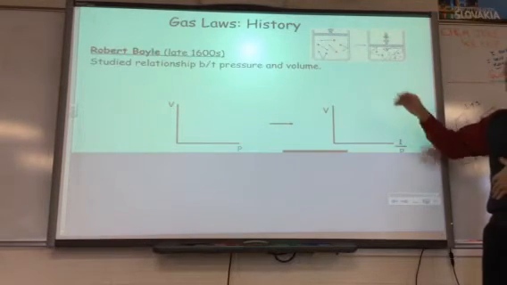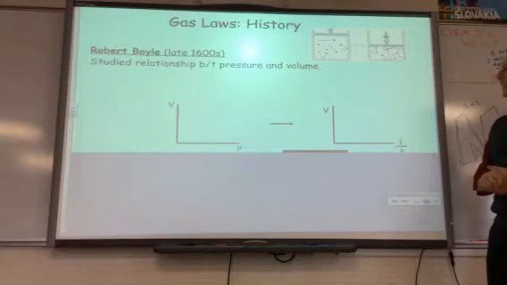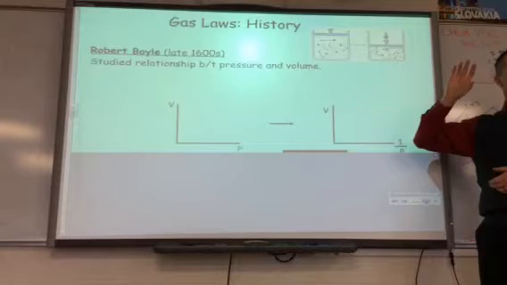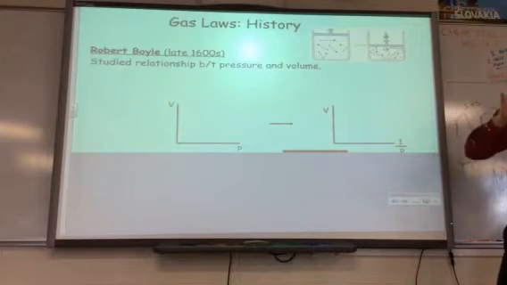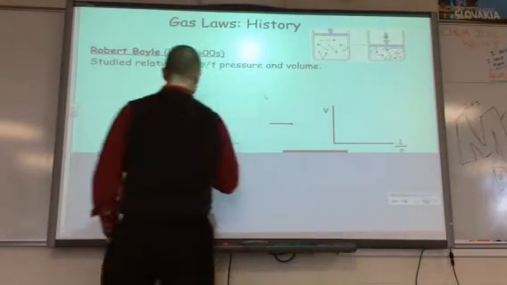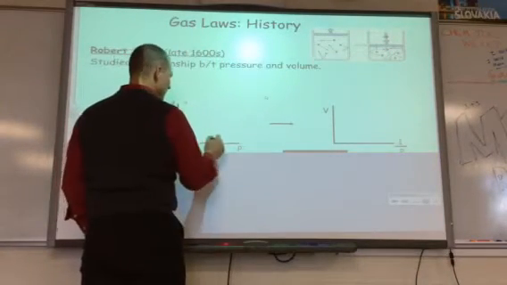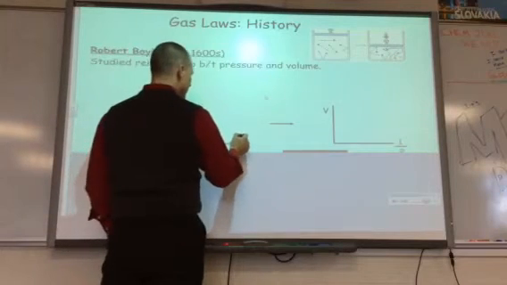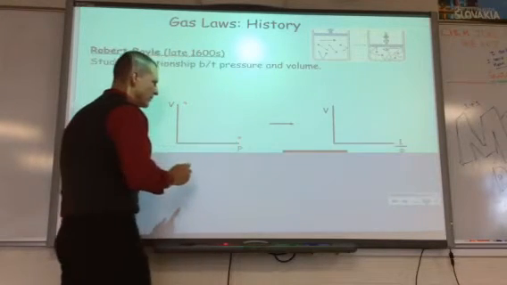So I know that you just did this reading assignment. How would you categorize the relationship between volume and pressure? It's an inverse relationship. When the volume goes down, the pressure is going up. So that means an inverse relationship would look like this. When the pressure is low, the volume is high, and when the pressure is high, the volume is low.